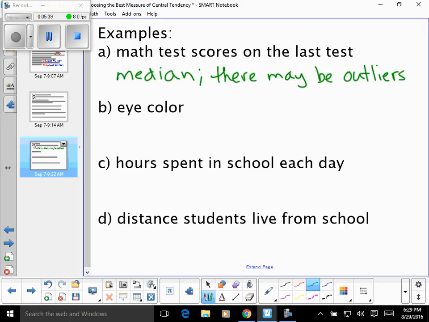If we were going to analyze some data about eye color, are you going to have numbers here? No, you're just going to have eye color. Blue, brown, hazel, green. Because there's no numerical data, we are going to use the mode. And our rationale is that the data are non-numerical.